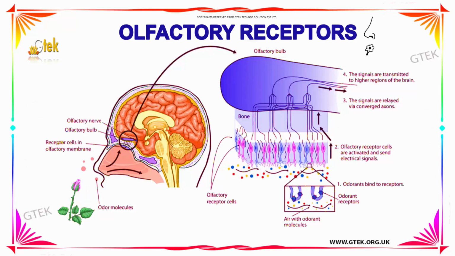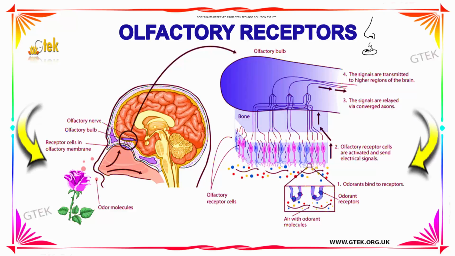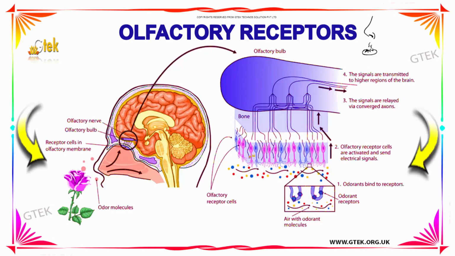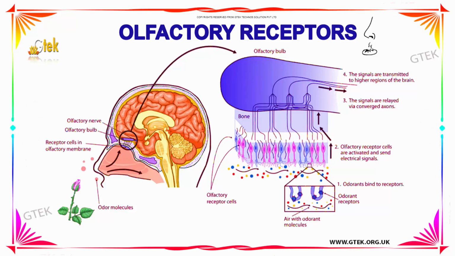So the receptor cells act as the main component which absorbs the odorant receptors, and they are activated and sent as electrical signals, which further pass through your olfactory bulb and reach the brain. Thus a person can sense the smell. So this is how your olfactory receptors capture the odors and detect them using the brain.